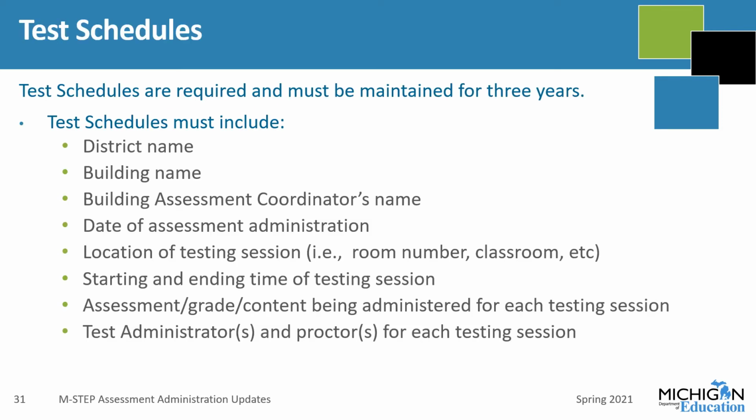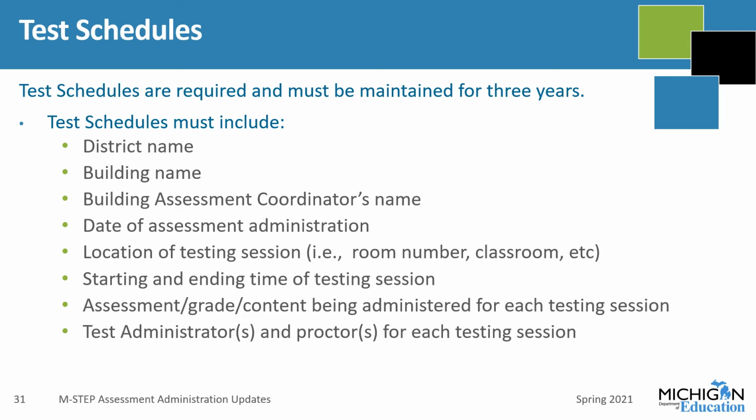Before testing begins, you're going to need to create your building or district's testing schedule. These are required to be maintained for 3 years, and they must include the information included on this slide: district and building name, building assessment coordinator's name, the date, location, and starting and ending time of the test administration, the assessment grade and content, and finally test administrator and proctor names for each testing session.